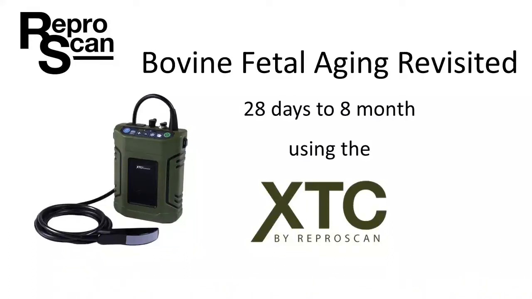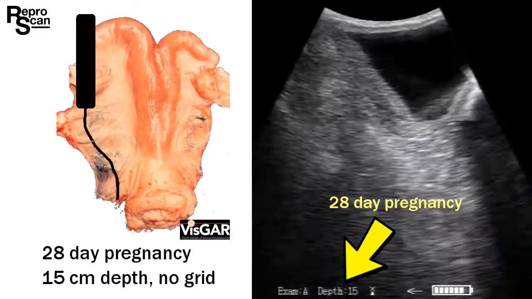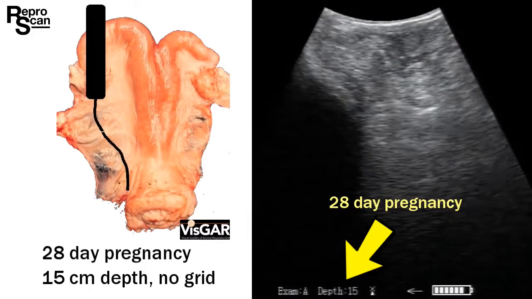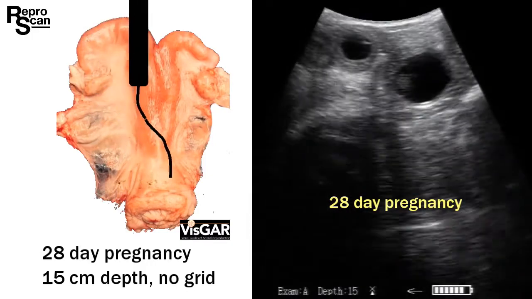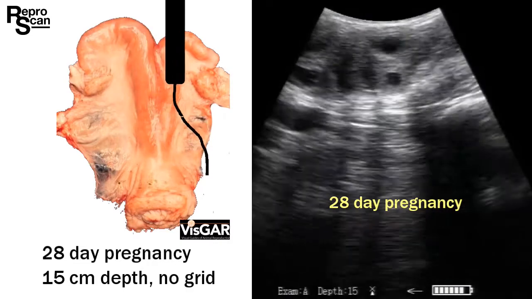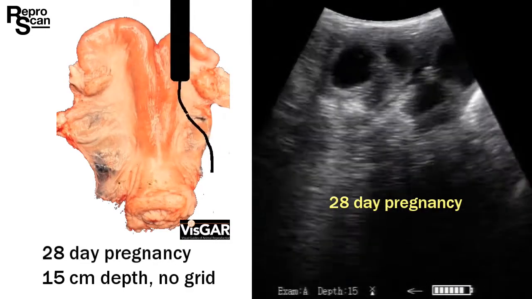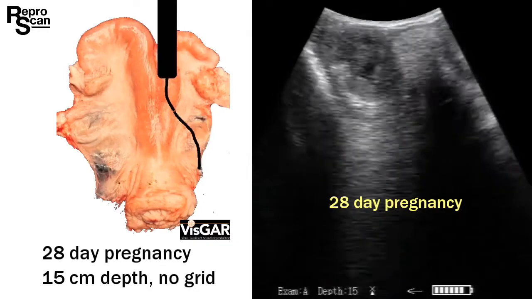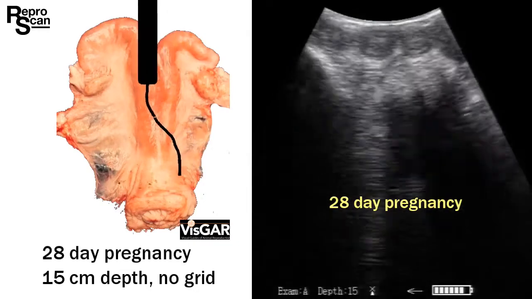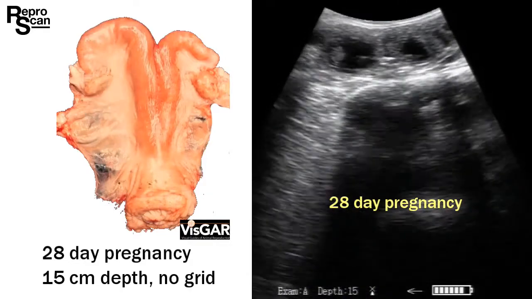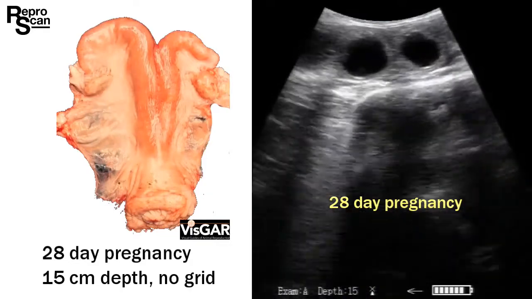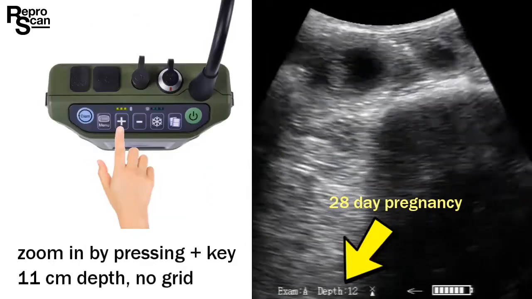Bovine fetal aging revisited. In this video, we'll be looking at pregnancies from 28 days to 8 months using the XTC by ReproScan. Here on the left, we see the transducer moving slowly across the uterus. We don't really see the pregnancy there. And we're going ovary to ovary, either with the repro arm or with the arm in transducer. On the right, we see the multiple pockets of fluid, and there is the 28-day embryo in the left corner of that one pocket of fluid.